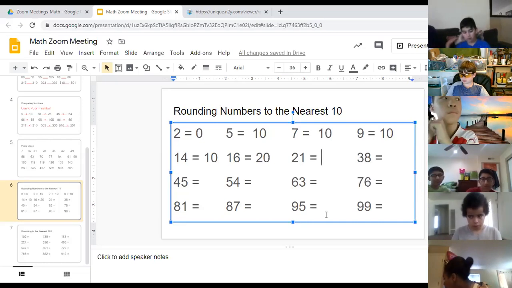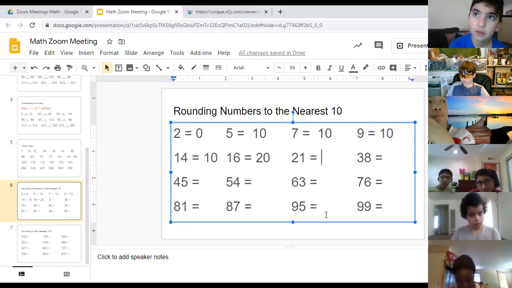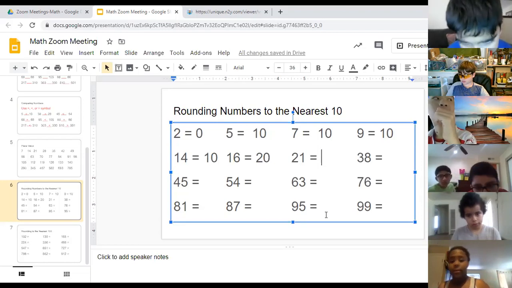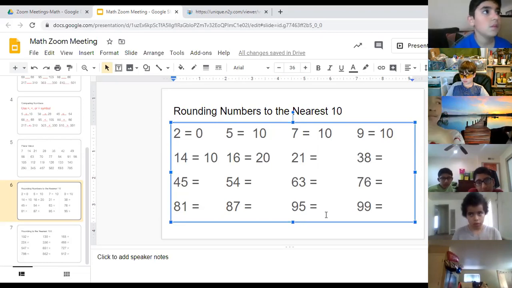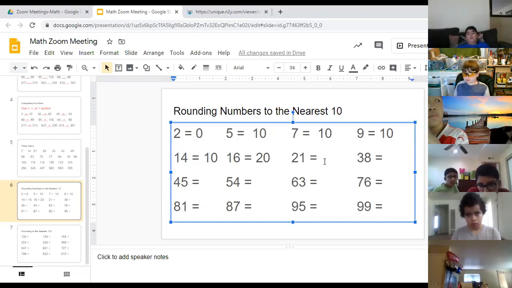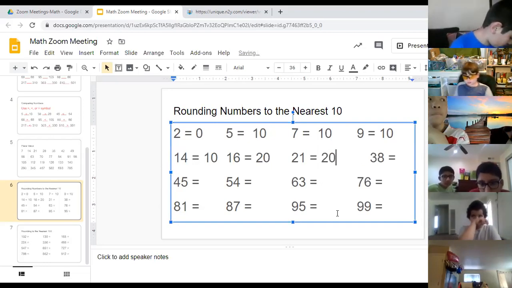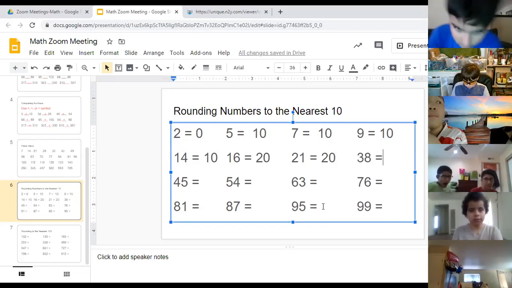So is 21 closer to 20? Chris, look at the screen, my dear. Is 21 closer to 20 or closer to 30? Closer to 20. Very good. So 21 is just a unit away from 20, so it is closer to 20. So when we round 21 to the nearest 10, 21 becomes 20. Okay?